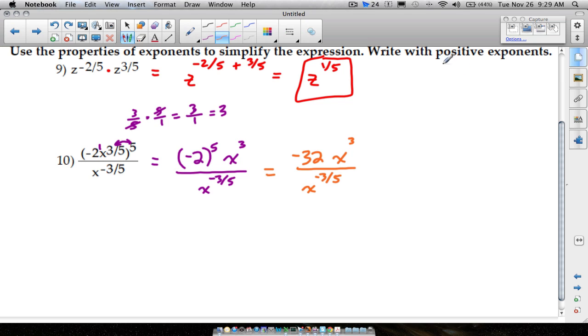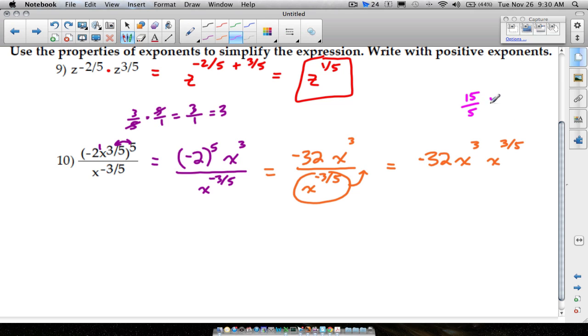Now it says write with positive exponents, so we need to shoot this thing right here up to the top. Therefore, we now have negative 32, x to the 3rd power, and then we now have this x to the positive 3/5 power. Don't worry about a denominator because we moved that entire piece up to the top. Now the problem here is that you need to add these as well because we have like bases and we're trying to multiply these like bases. And when you do that, you need to add these exponents, kind of like what we did right here. However, I'm just going to go ahead and rewrite 3 as 15 divided by 5.